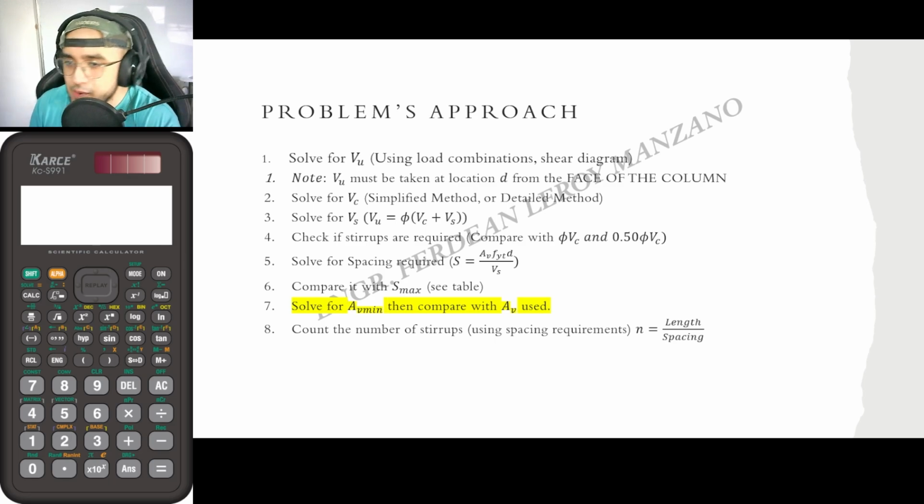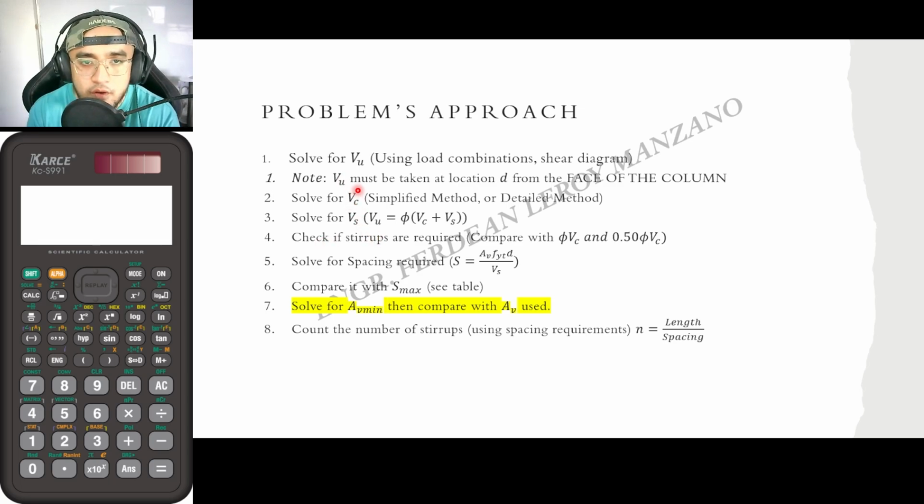Okay, so in a typical step or in designing a typical shear reinforcement, these are the approach that I can show you, but I'm not saying that this is the only way. I'm saying that you might want to check these steps if you are lost, no? Anyway, the first thing that you can do is solve for VU using load combination. When we say VU, that is the shear at the section that you are analyzing. Next, after solving for VU, you must now solve for VC.